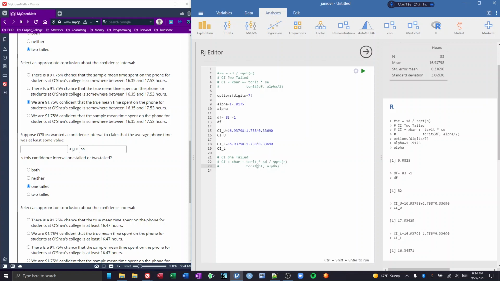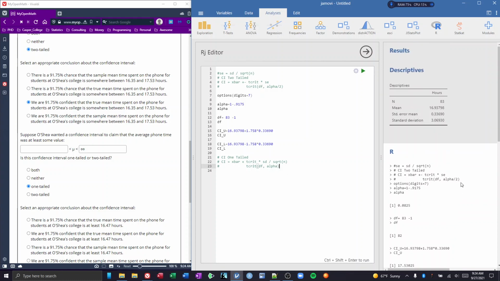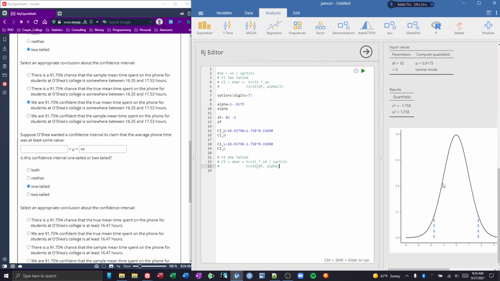And the t critical is a little bit different. Instead of using alpha divided by 2, we're using just alpha here. And that's because we're putting all of our error, or possibility to be wrong, into a single tail. Let's go up and look at this graphic again.